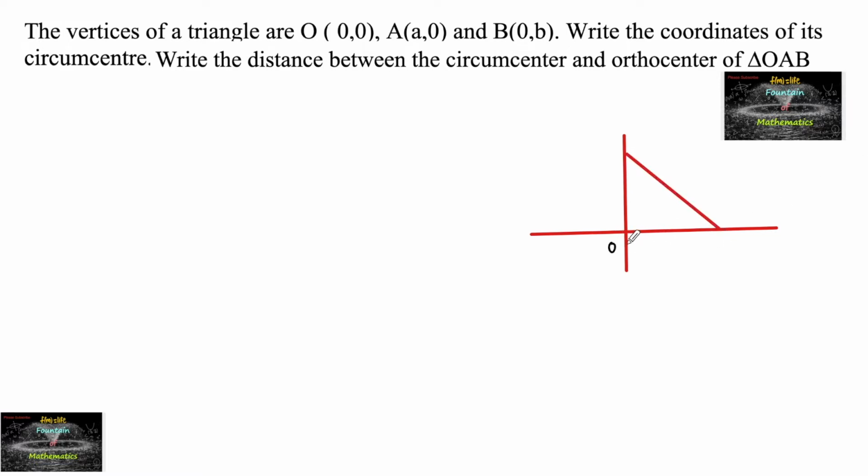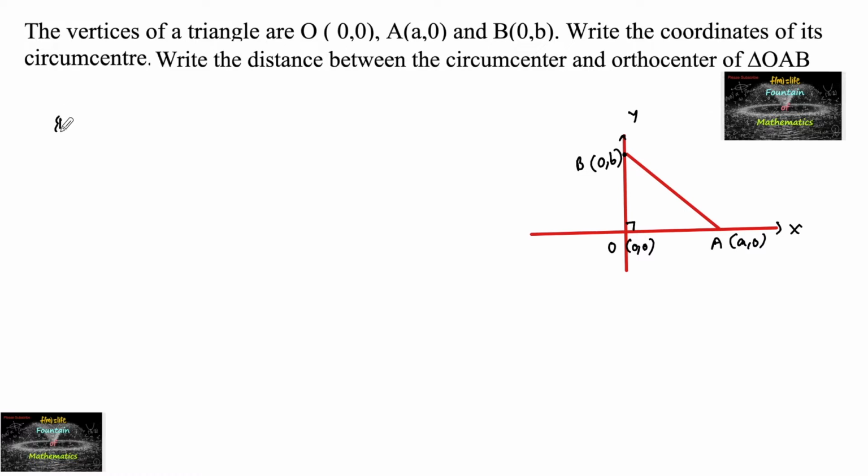So origin, vertex A (a, 0) on the x-axis and vertex B on the y-axis (0, b). Let us consider. So clearly it's a right angle triangle at origin.